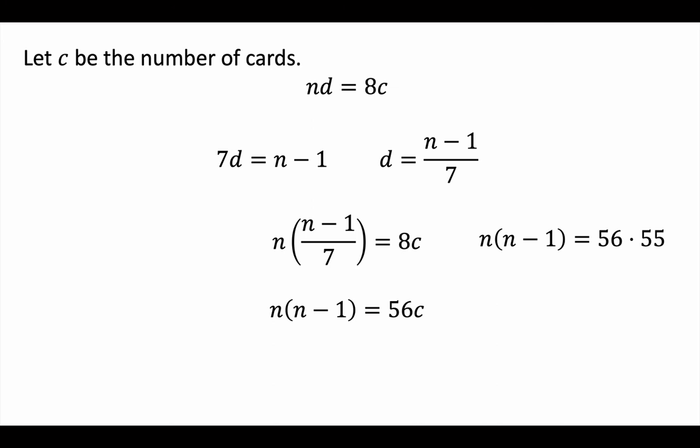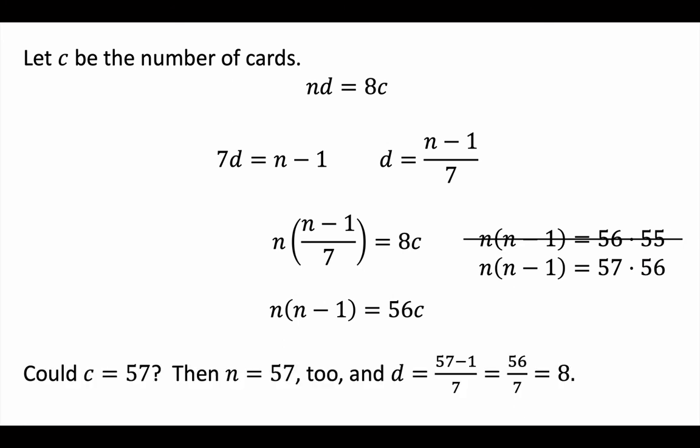We already tried to let C be 55. That didn't work. Well, 56 is consecutive also with 57. So what if we did 57 times 56? That would mean the number of cards should be 57. The number of images, n, would also be 57.